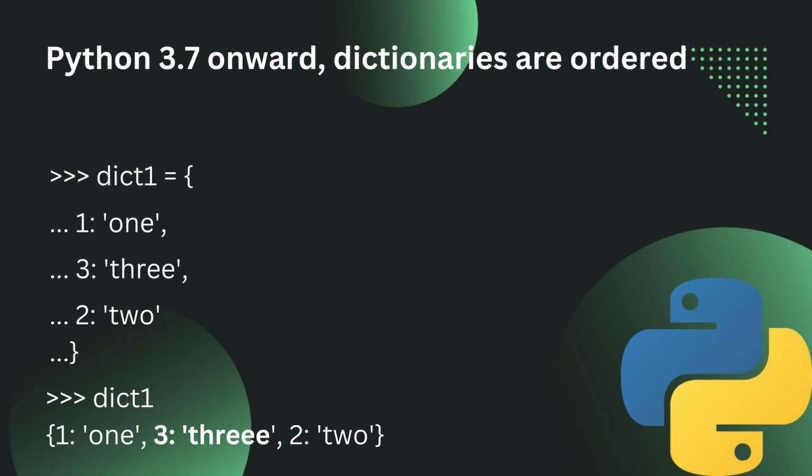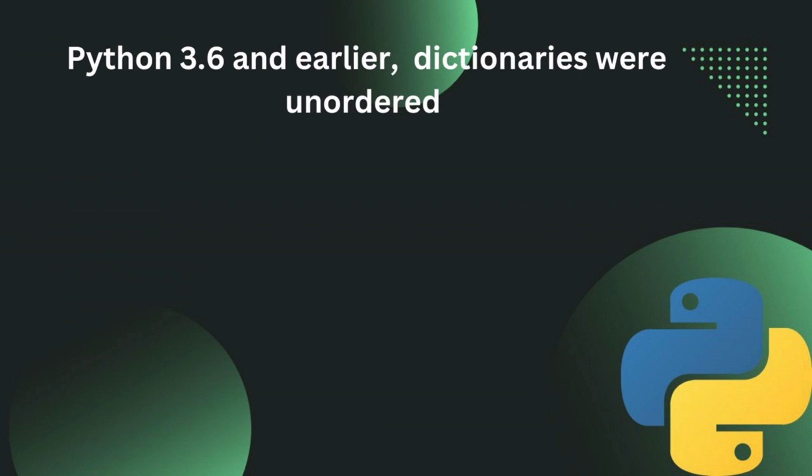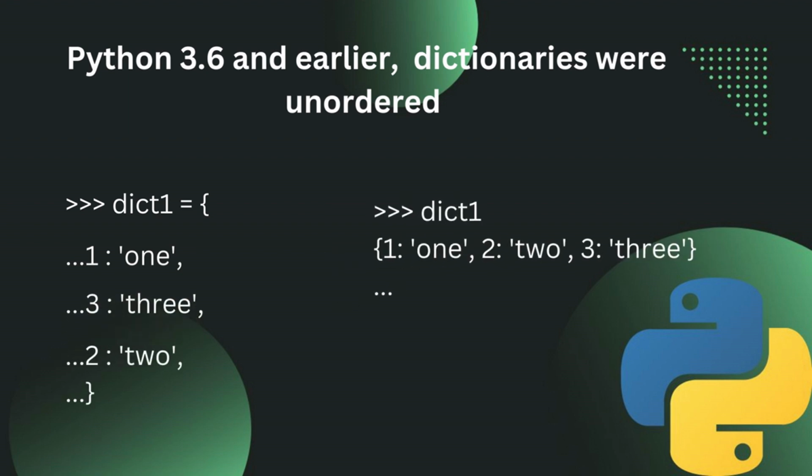That's not true in the case of Python 3.6 and earlier versions, where dictionaries were unordered. So I have used the same example. This is a code snippet from Python 2.7 where I have created the same dictionary with values 1, 3, and 2. Then I have printed that dictionary. Please note the difference here. First, the value 1 is printed, then value 2, and then 3. This was not the order in which I had added values. First I had added 1, then 3, but while printing, it has printed 2 before 3.